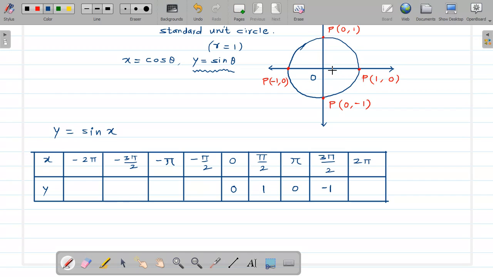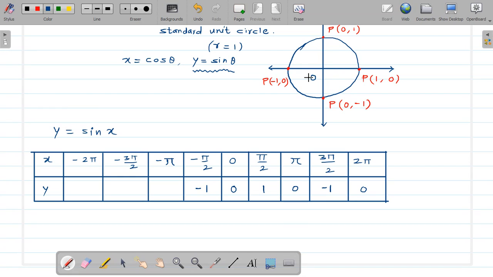Now for 2 pi, rotating up to this position, the y coordinate is 0. Y coordinate is 0 means the value of the sine ratio is 0. So sine 2 pi is 0. Now here the angle is minus pi by 2. From the positive x-axis we have to measure this angle in the clockwise direction. So if you consider minus pi by 2, you will get here, and here the value of the y coordinate is minus 1. So sine of minus pi by 2 is minus 1.